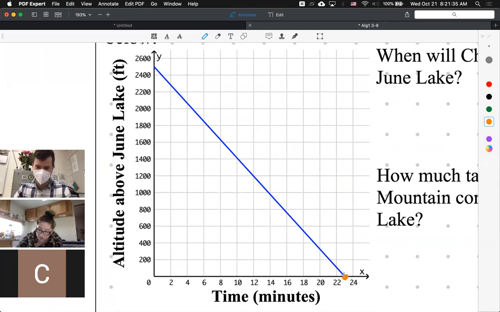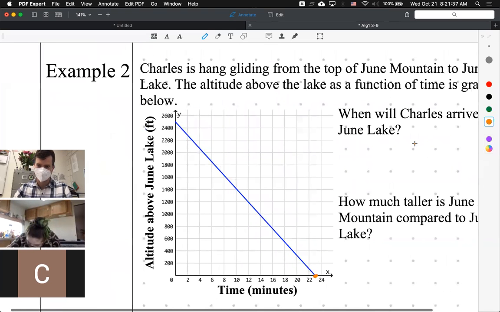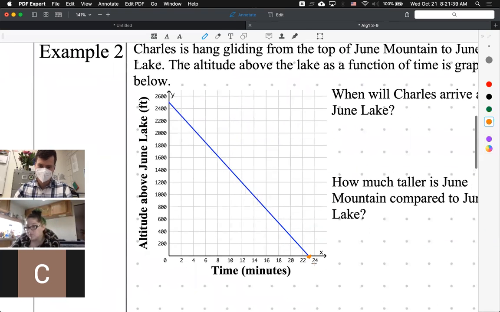Why is that point the point at which Charles arrives at June Lake? Because it's 0. Okay, what is 0? The x-intercept. It is an x-intercept, which means what is 0? Is it the time or is it the altitude? Time. No. Altitude.